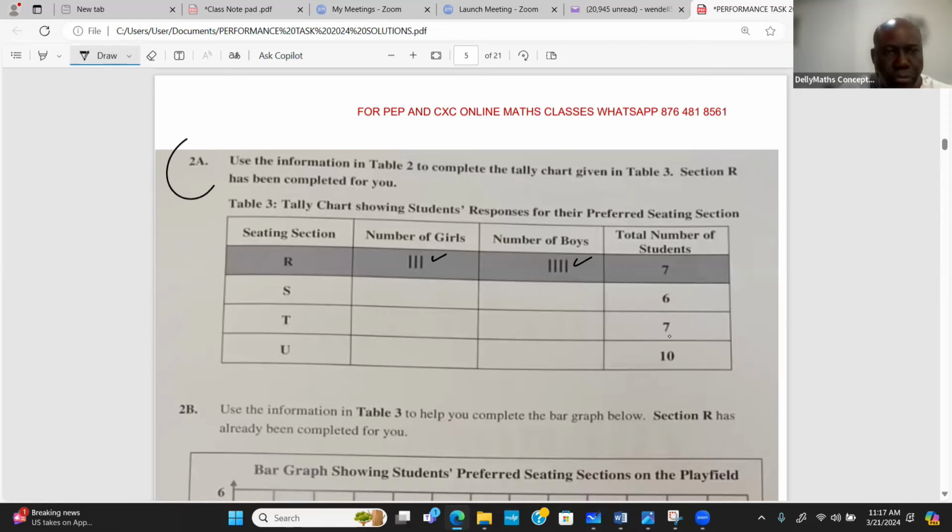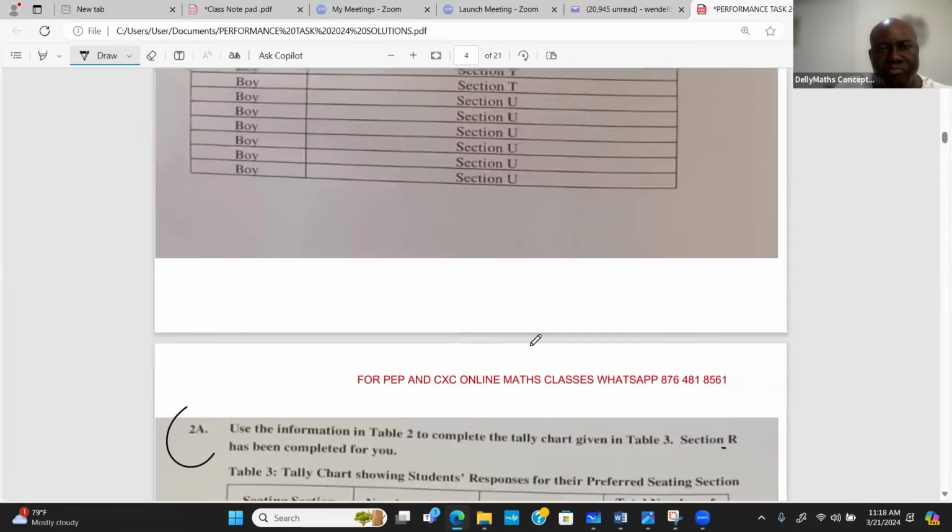So this is what we're going to do in this section. We want to use the information in table 2 to tally the given data in this table. So we're going to make our tally. Section R was already done. For table 3, we're going to complete the tally chart showing the student responses. Let's go for S.